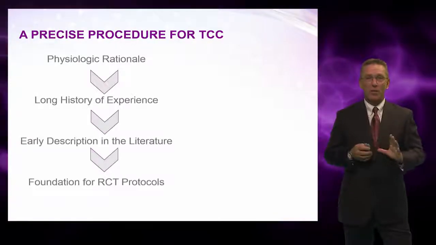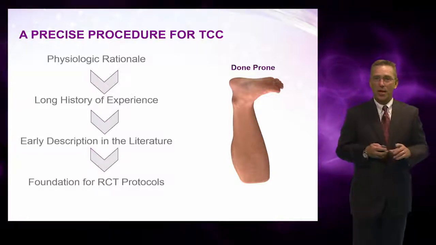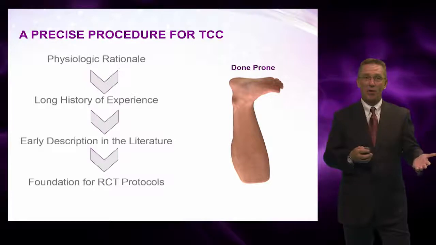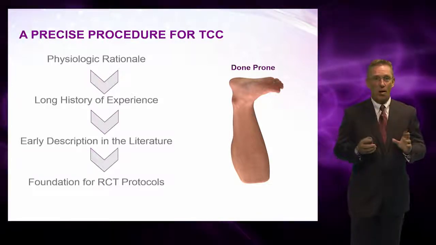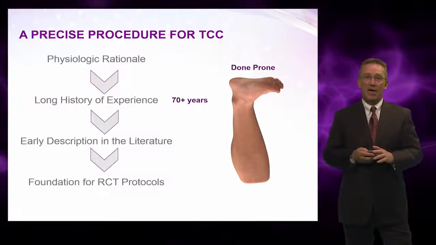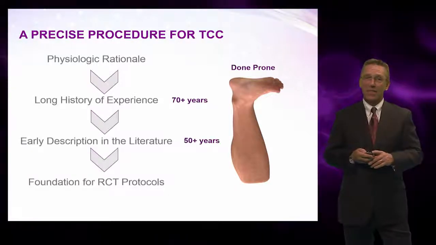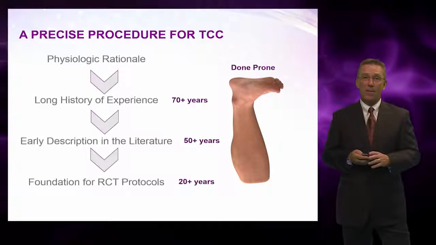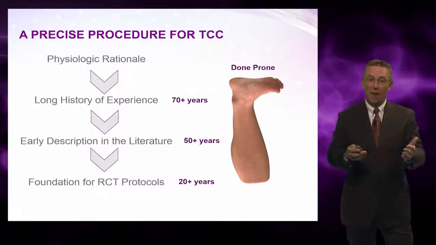What are we doing with this cast that we're not doing with orthopedic casts? If you look at a traditional procedure, we want to apply the cast in a prone position. Now, I'm not saying that you can't apply a cast in a seated position if a patient can't roll over, but putting the patient into a prone position should be the standard if at all possible. Now, this has a physiological rationale, which we'll talk about in a minute. It has a long history of experience, approximately 70 years. There's lots of descriptions in the literature for over 50 years, and ultimately the 7 randomized clinical trials we're referencing have used patients in a prone position for application.